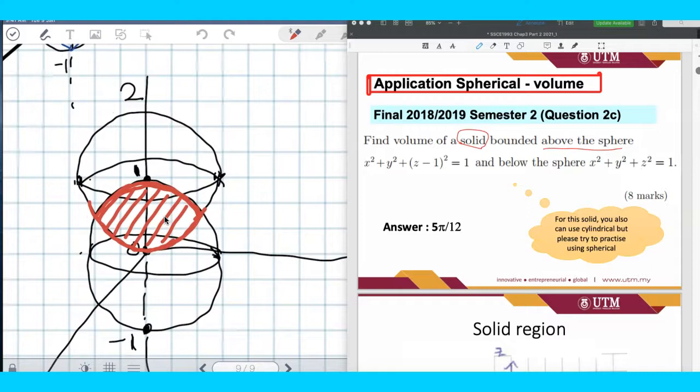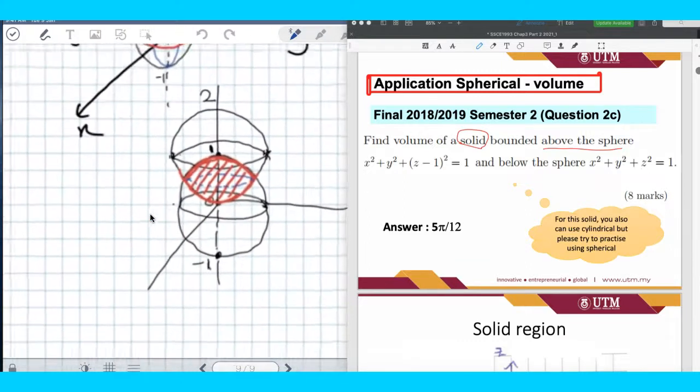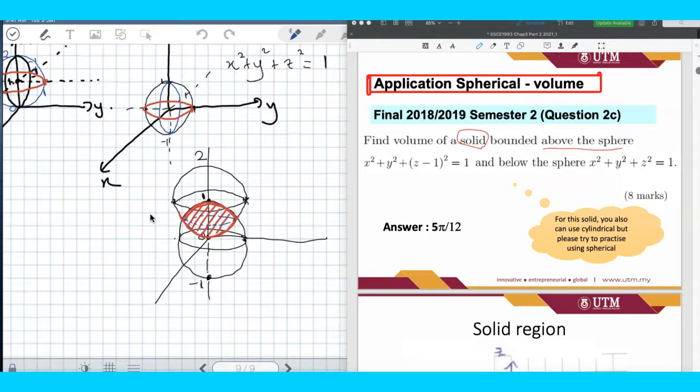So the solid is bounded above the shifted sphere and below the standard sphere. Can you see that? When the two surfaces intersect each other, you have this particular shape. Maybe it will give you a circle there, right? I don't know the name of this particular surface, but it is the combination, the intersection, of the two spheres. Okay, so that is the solid.